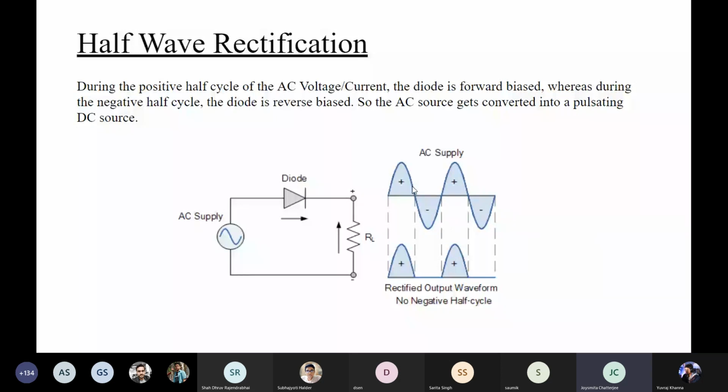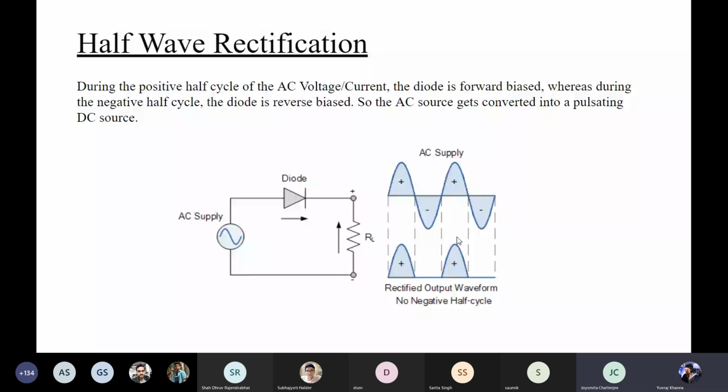As we know, a PN junction diode basically has zero resistance in the forward bias situation and offers infinite resistance in the reverse bias situation. Therefore, the diode will only conduct in the positive cycle and in the negative cycle it will not conduct. So we get the half wave rectified output, as you can see in this output diagram. Here the AC input is converted into a pulsating DC output.